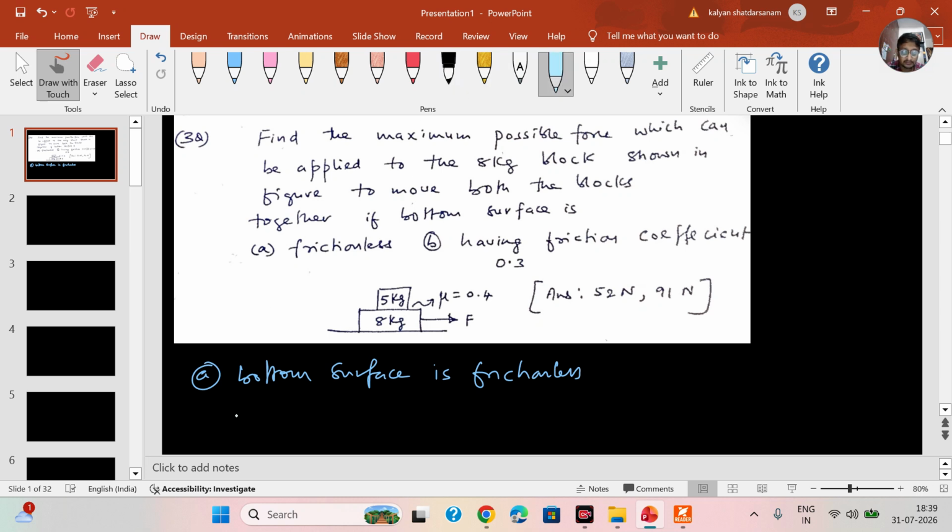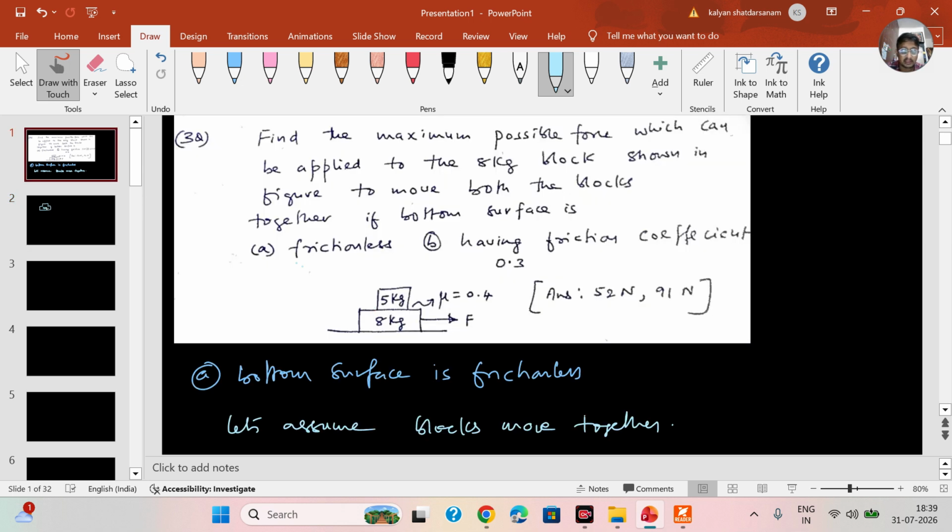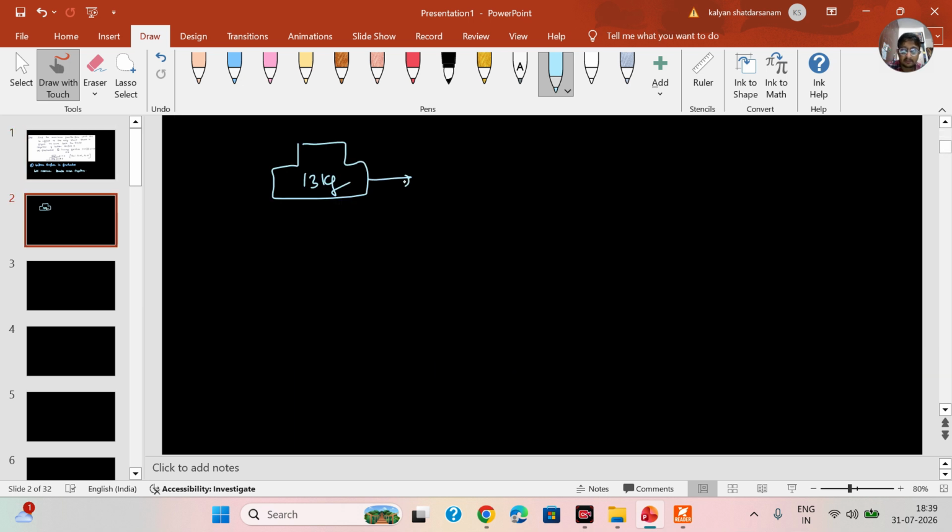So what I'll do, let's assume blocks move together. I don't know the value of F, but I'm assuming this. Blocks move together. In that case, I can draw the combined free body diagram. So there is a 13 kg block now. Okay, 8 plus 5 is 13. And you are applying some force, and bottom is frictionless anyway. So we are lucky there. So acceleration of this system is F by 13.